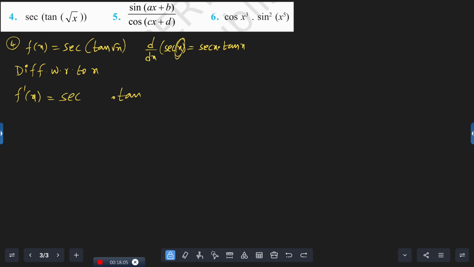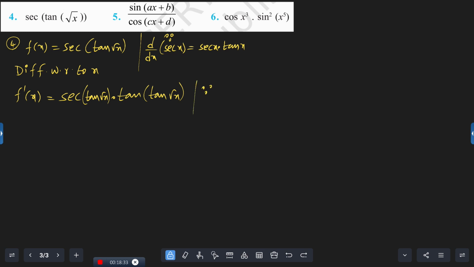So wherever we have x here, we have to mention what? Tan root x. So that is tan root x. For this also, tan root x. That's it. This is the derivative of secant. Now I differentiated only secant. What else do we have in the question? Yeah, tan also. Then what is the derivative of tan? The formula. Okay, this is the derivative of secant.